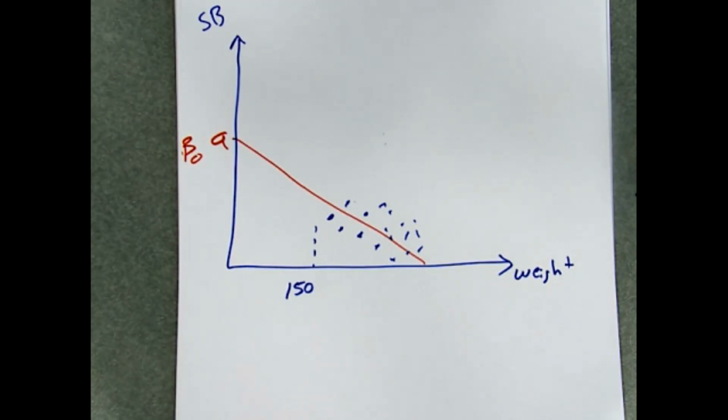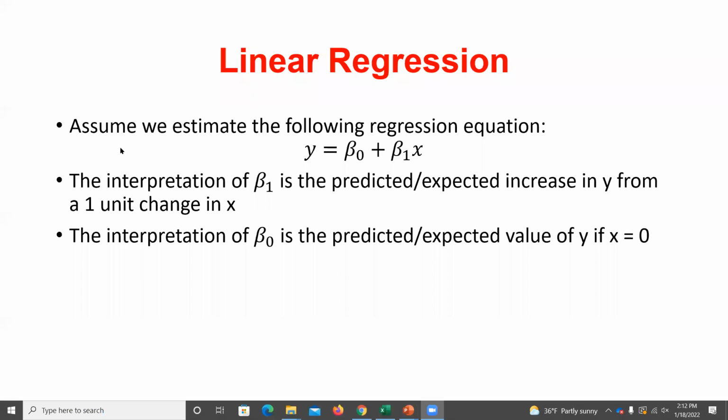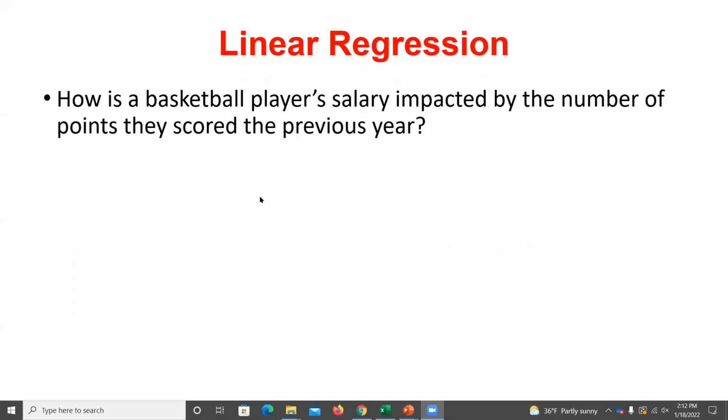Okay, so those are the general form of the interpretation, no matter what the variables are. So maybe we think about how a basketball player's salary is impacted by the number of points they scored in the previous year. If that's the relationship we're trying to estimate, we think that the salary depends on the number of points scored in the previous year. Then for our regression equation, what would our dependent variable be?